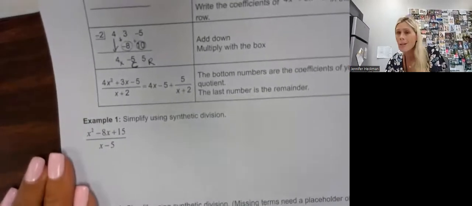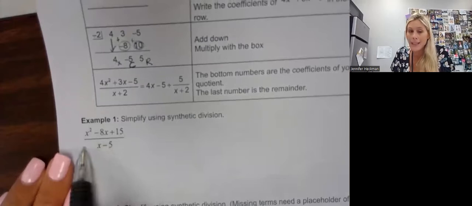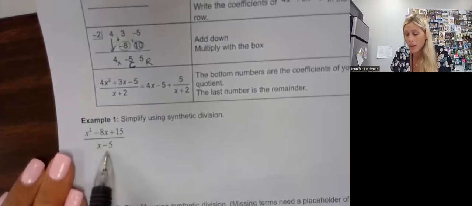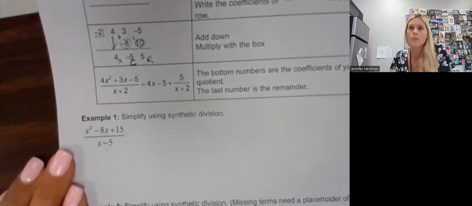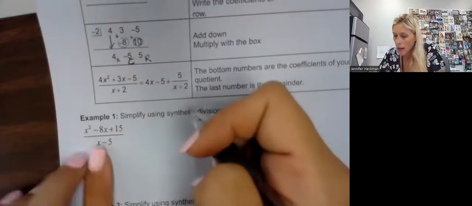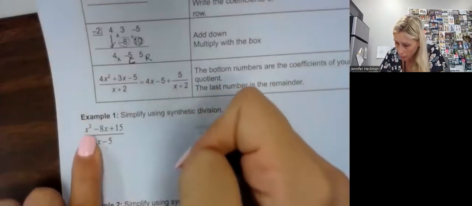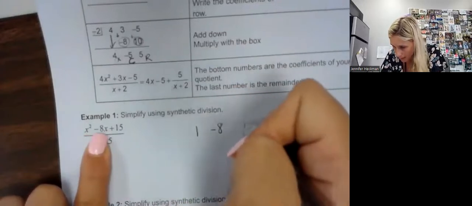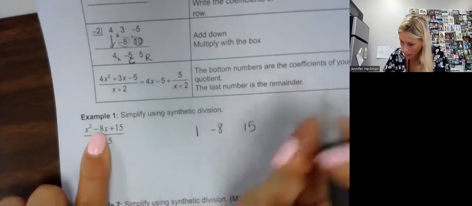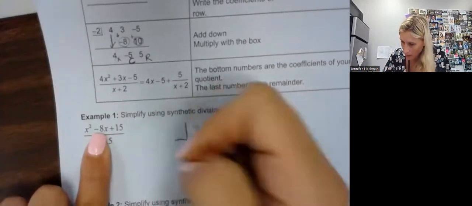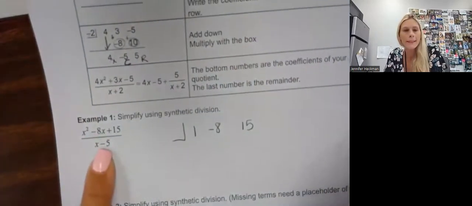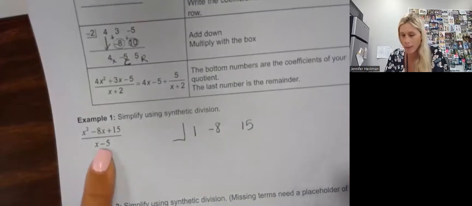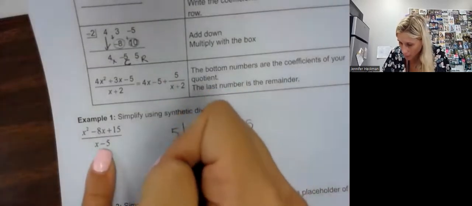So again, we can only do this when this binomial is something to the first, leading coefficient of 1. Okay. So again, I take my terms here. So that's 1, -8, and positive 15. Okay. And I have my box value. What makes that 0? X minus 5. What makes that 0? Well, 5.